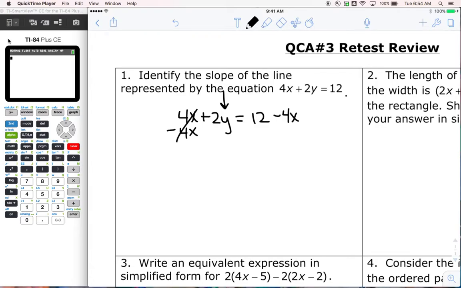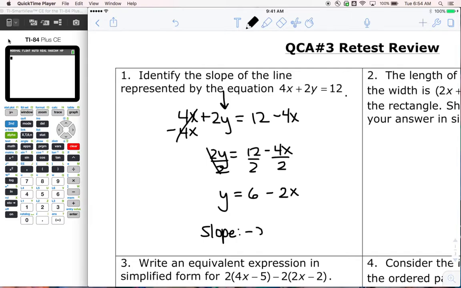So now I've got 2y equals 12 minus 4x. I cannot combine these because they're not like terms, so leave them separated. Now I've got to get rid of the 2. It's multiplying the y, so to get rid of it, we divide everything by 2. So we have y equals 12 divided by 2 is 6, minus 4 divided by 2 is 2x. So my slope is negative 2, because we know that slope is the number with x.